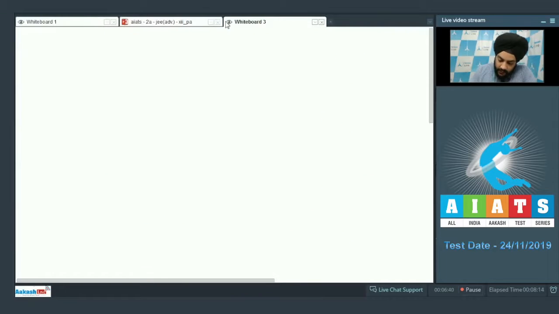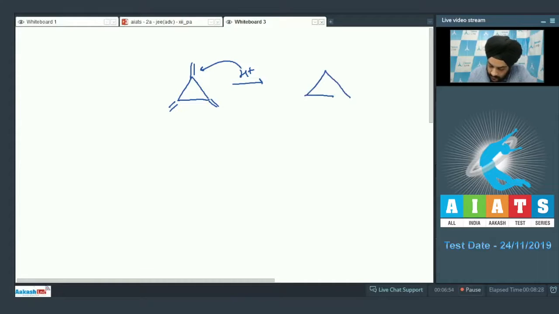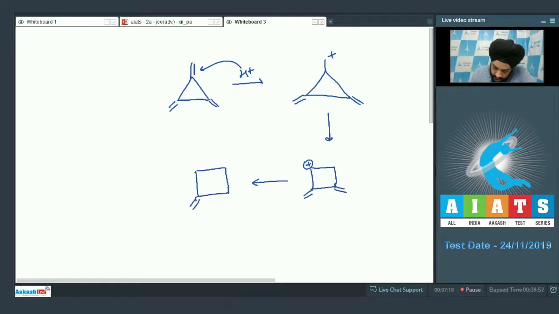So when this compound W which was formed is allowed to react with H plus, the H plus will attack at the alkene, and then we're going to have the formation of the structure. So there will be ring expansion in this case, and upon ring expansion we're going to have this compound, and then the double bond will be formed over here again.